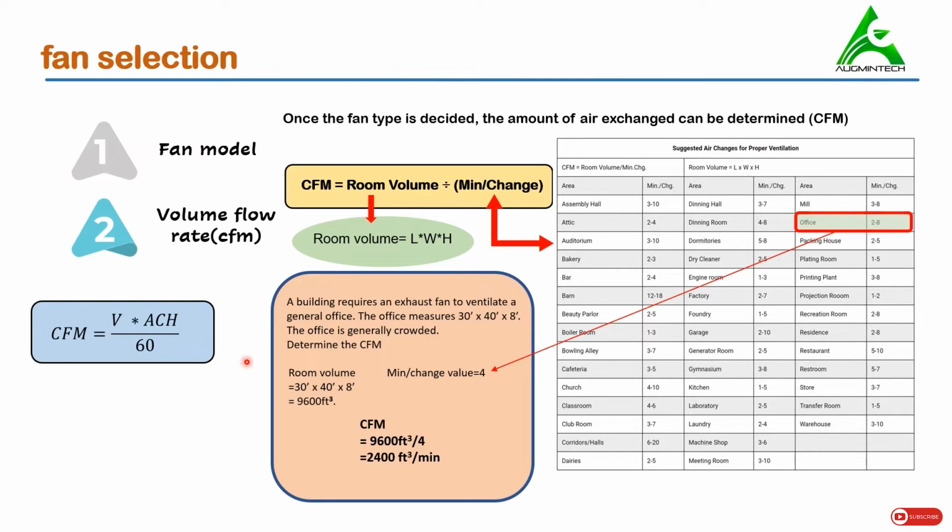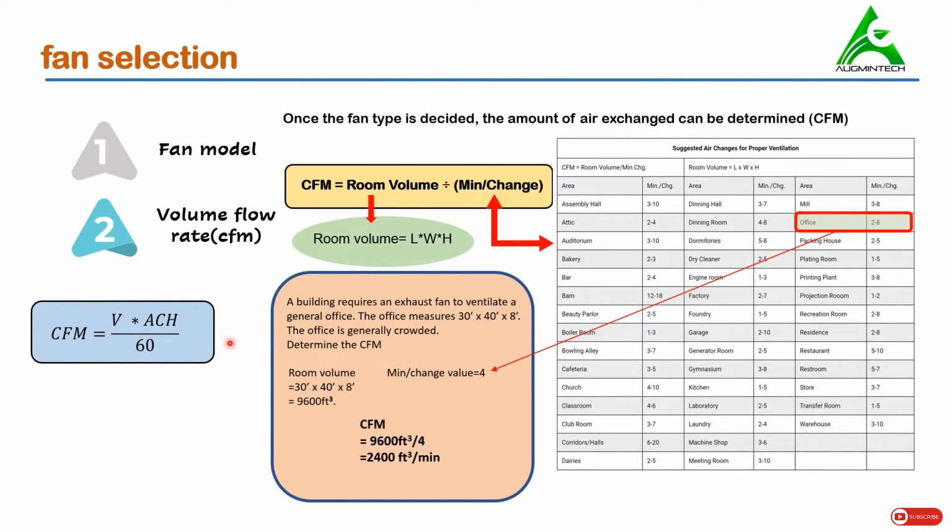Now this looks very similar to minutes per change. However, they are different quantities. Minutes per change means in how many minutes the total amount of air inside the room will be changed. However, ACH means how many times the total air inside a room will be changed in 1 hour. So if we have the table of minutes per change, we'll use this formula and determine the CFM. However, if we have the ACH table, which is also widely used in the industry, we'll refer to the ACH table and use this formula instead of this one. If we have the table for ACH, we can use this value and accordingly calculate the CFM.